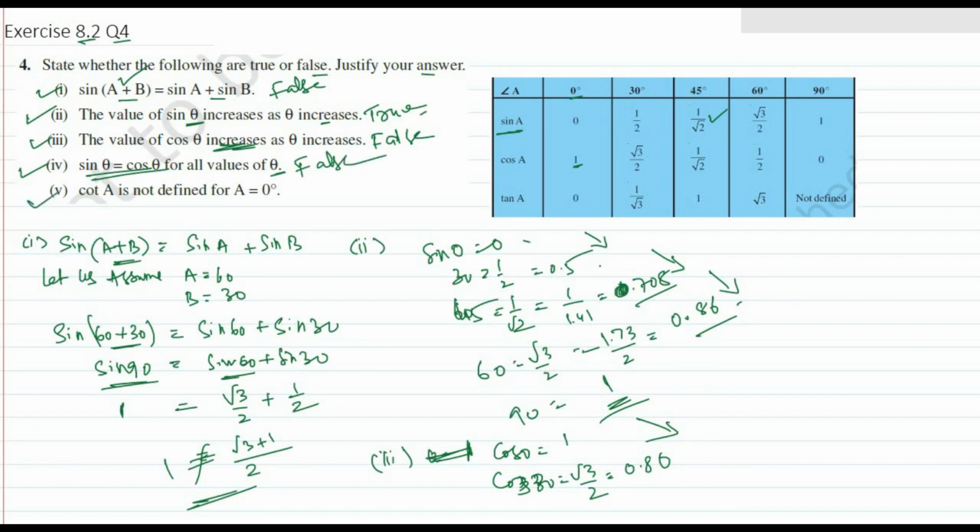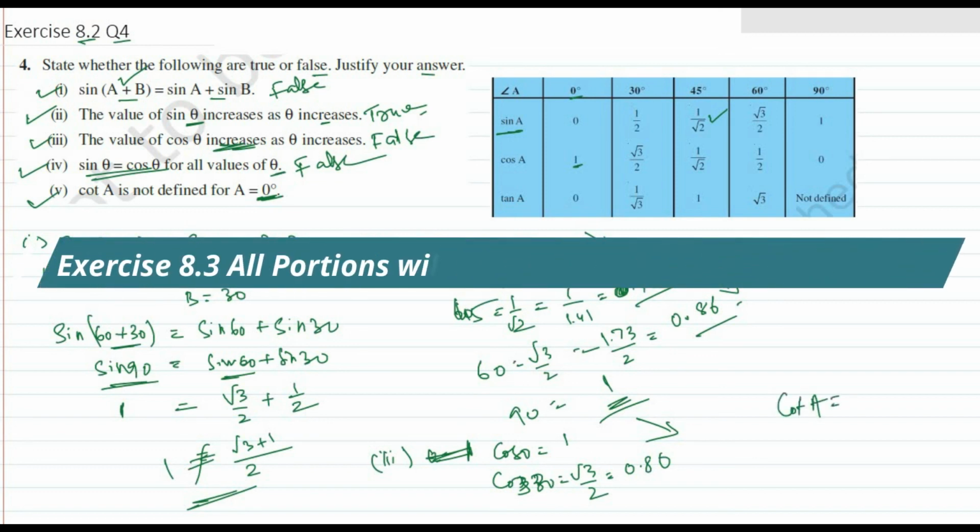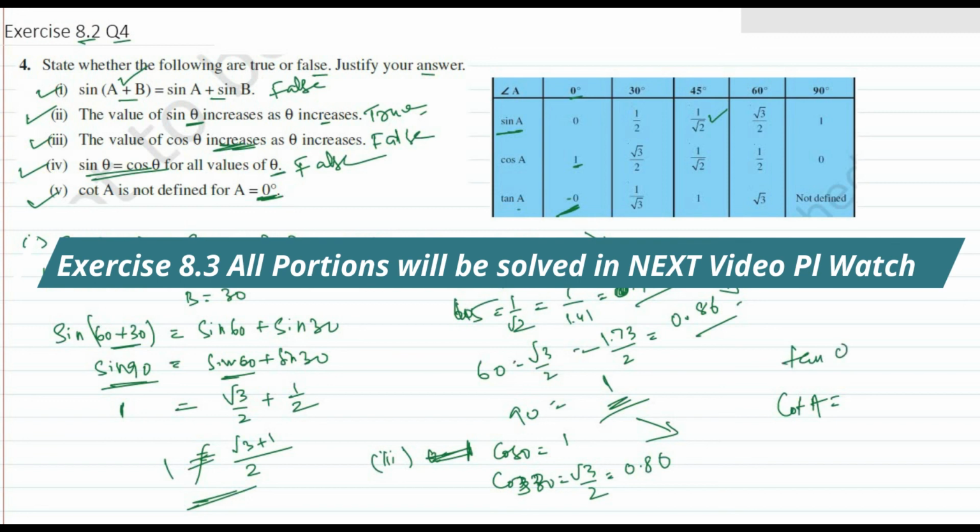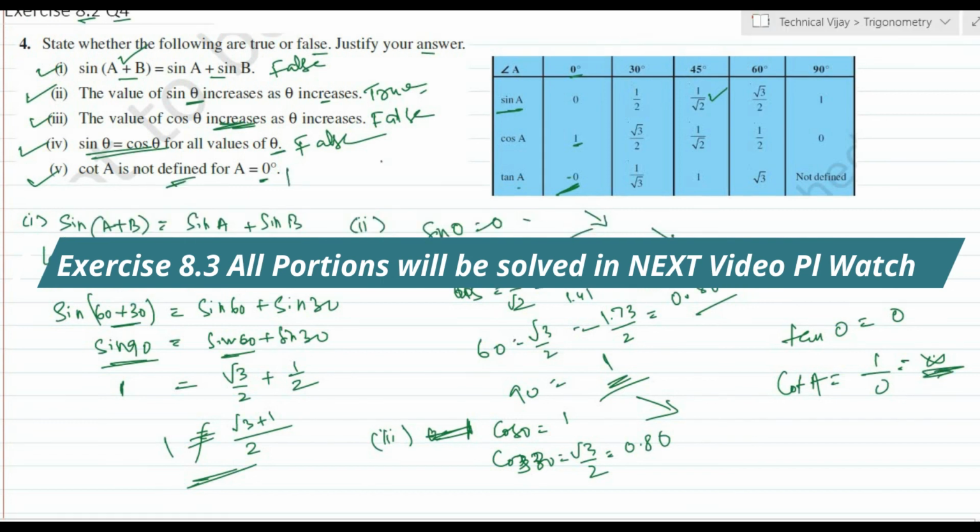Okay. Cot A is not defined for A equal to 0 degree. Because cot's definition is, see here, tan of 0 is equal to 0. Cot of A is equal to 1 by 0. So this is undefined. This is infinity. So hence it is true. Okay. Thank you.